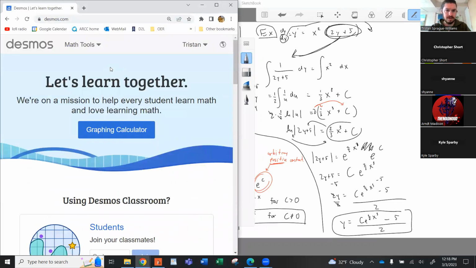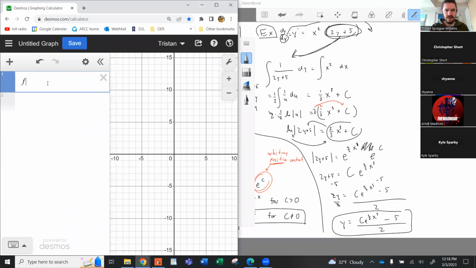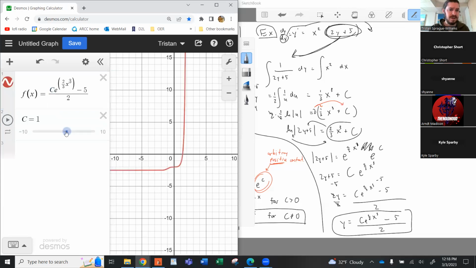We type in our answer as a function. So let's give it the name f of x equals a fraction. In the numerator, we have c times e to the power, and then in parentheses up here, I'm going to put 2/3 x cubed, right? And then coming out outside of that exponent, we have then a minus 5, and it's all over 2. Now, I put this arbitrary constant c in there. I'll just make a slider for c. And so now I can look at what these solutions look like.